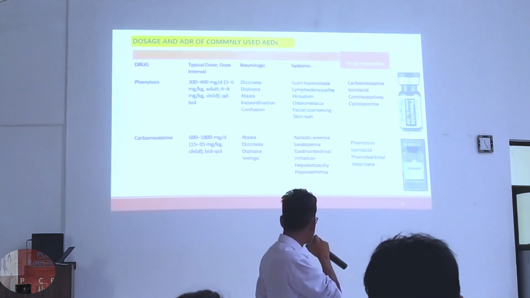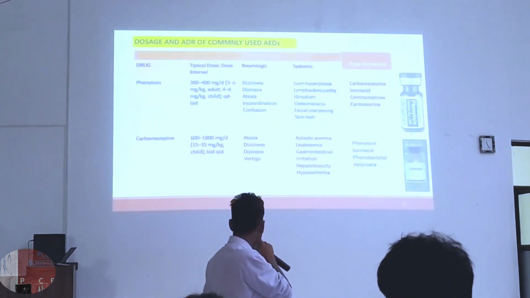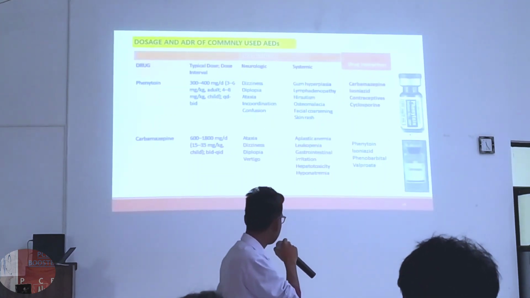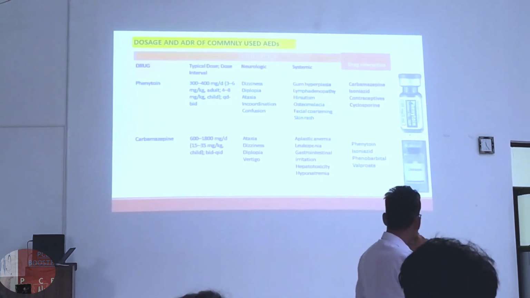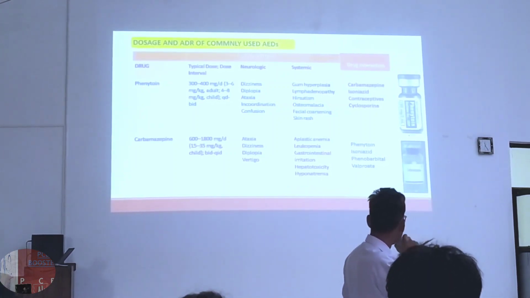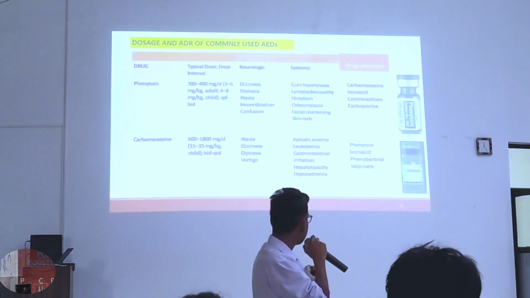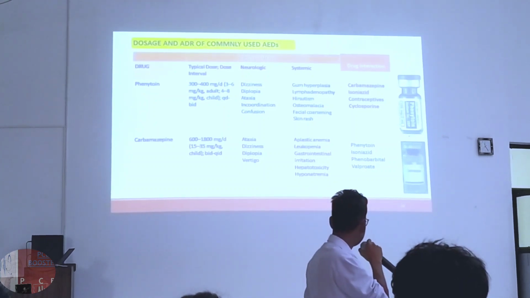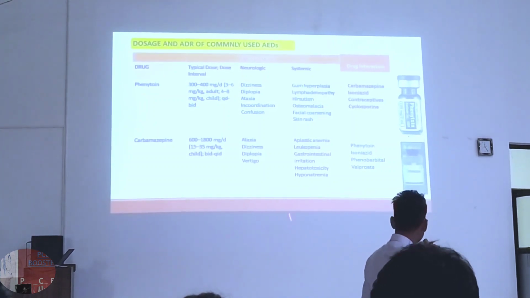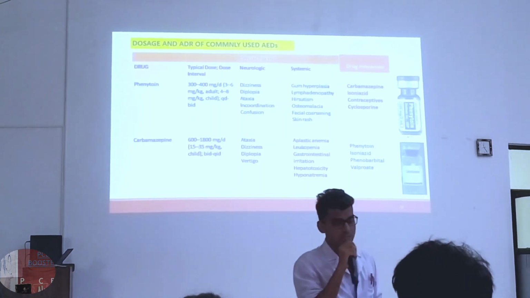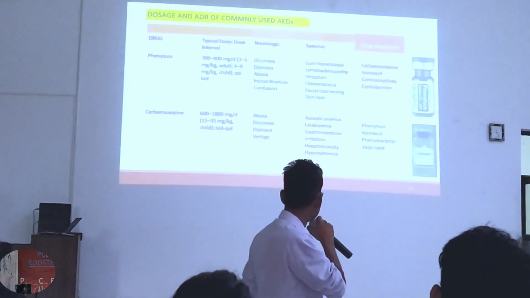Similarly, there is the drug carbamazepine. With carbamazepine, again ataxia, diplopia, and vertigo will be side effects. And again, with carbamazepine the most important side effect will be aplastic anemia, hepatotoxicity, like that. So we have to consider it, and for hepatotoxicity we have to use this drug continuously with caution in liver disease patients.